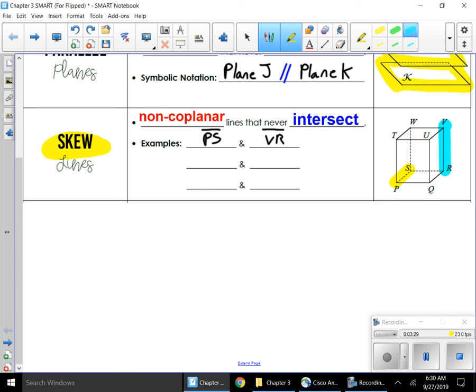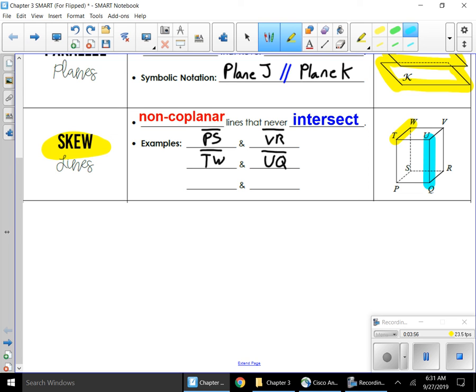Let's pick another random segment. Let's do TW, and we can find skew lines for TW. Just like with PS, VR is skew. But I'm going to pick a different one just to have more examples. UQ is a good example here. UQ is a segment which is not coplanar and does not intersect, so it is skew.